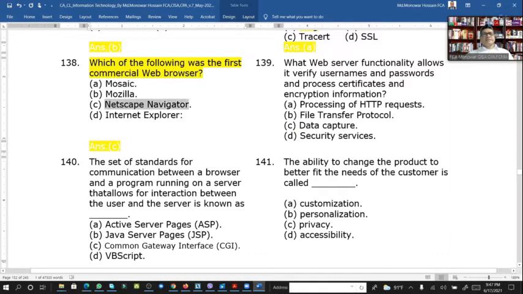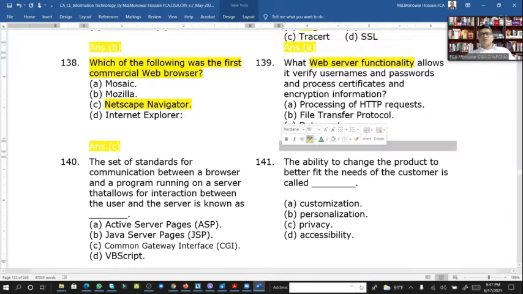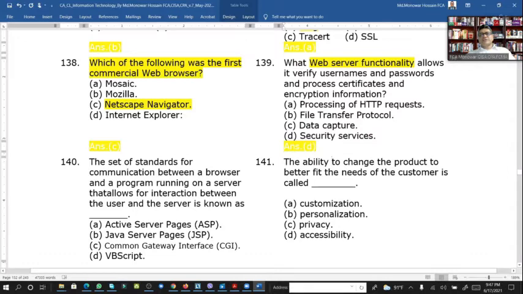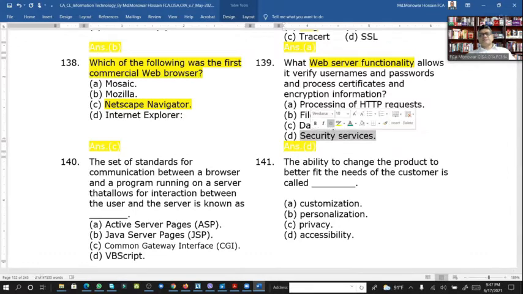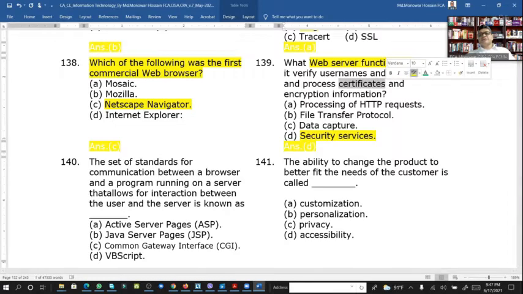Answer: Netscape Navigator. Then came Internet Explorer. Then what web server functionality allows it to write usernames and passwords and process certificate and encryption information? If you see the answer, it is security servers, because processing certificates is interrelated with the security purpose.